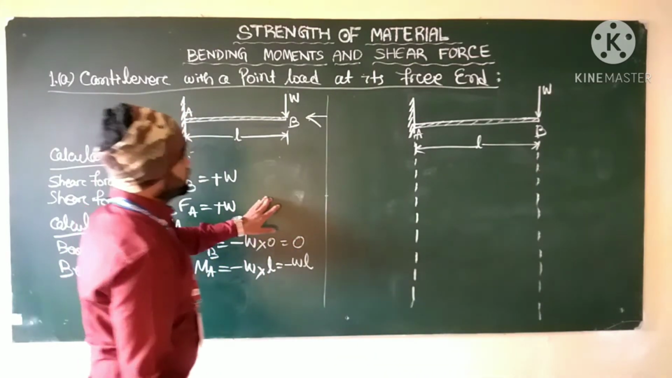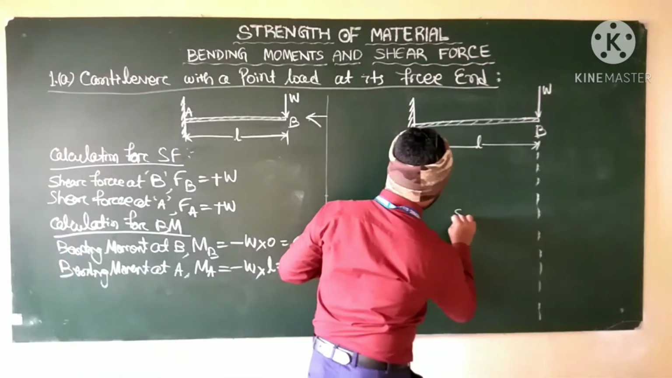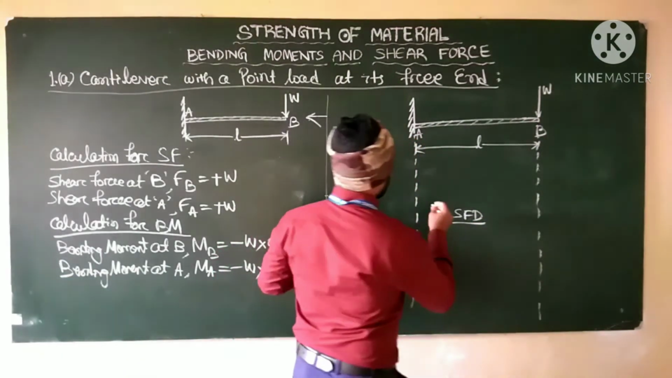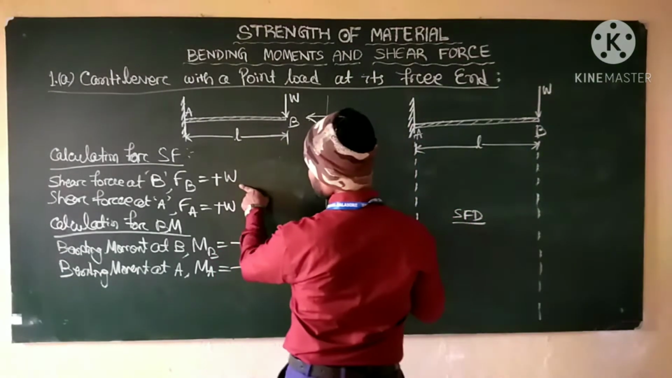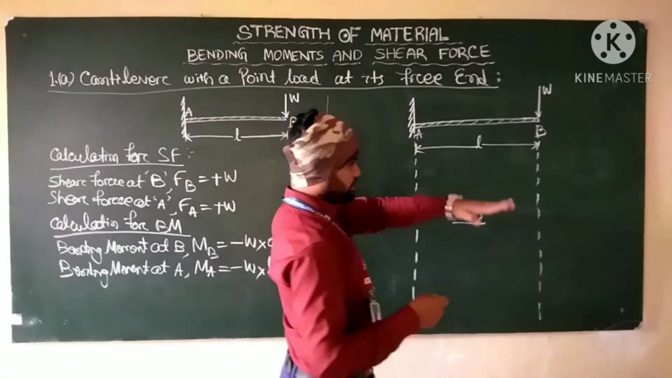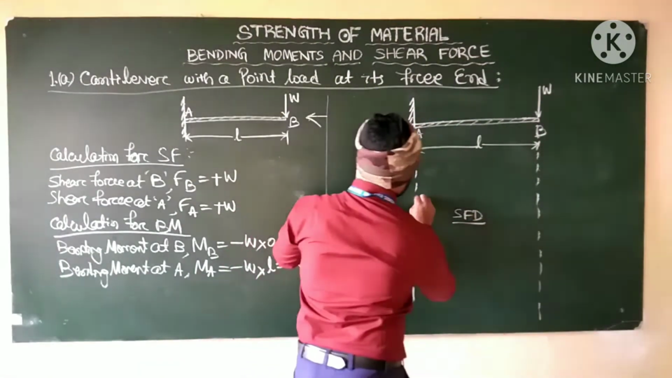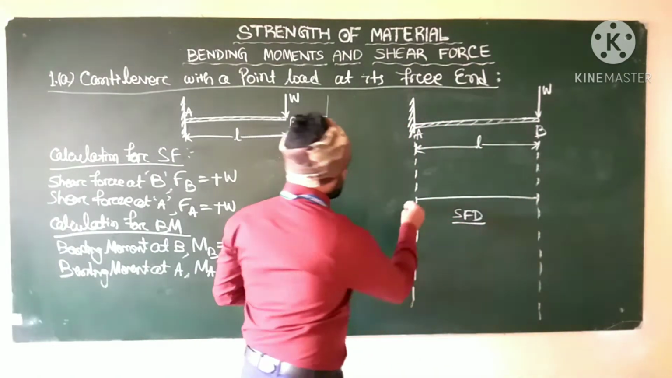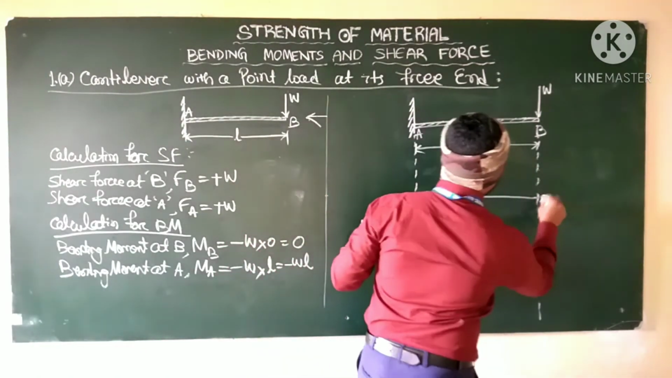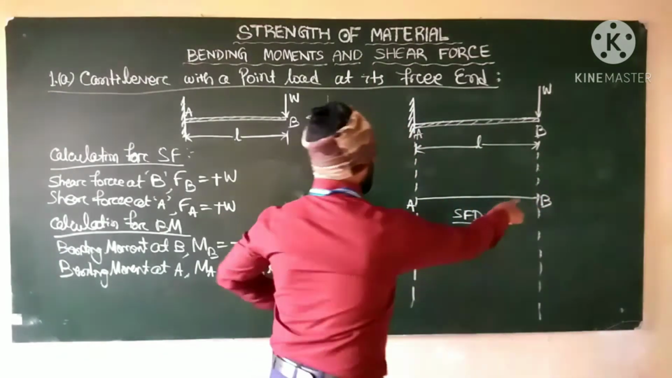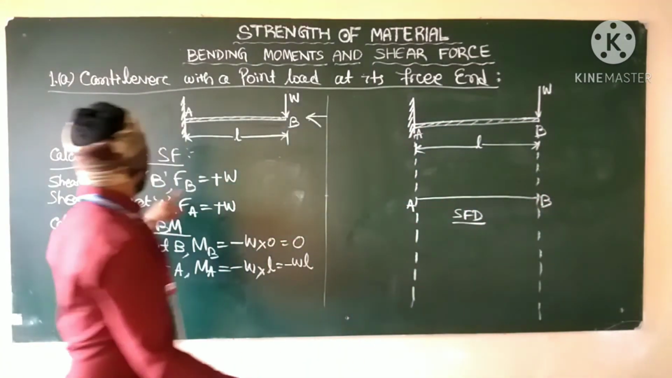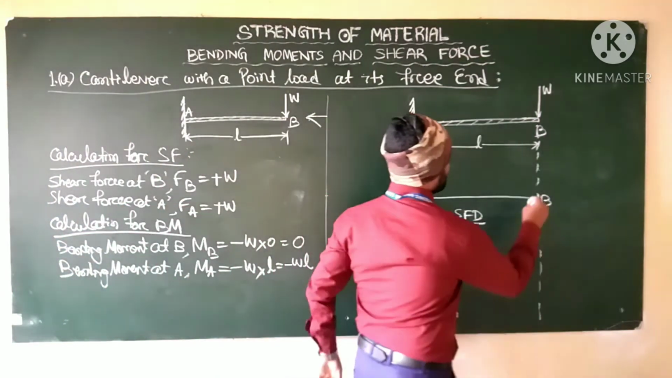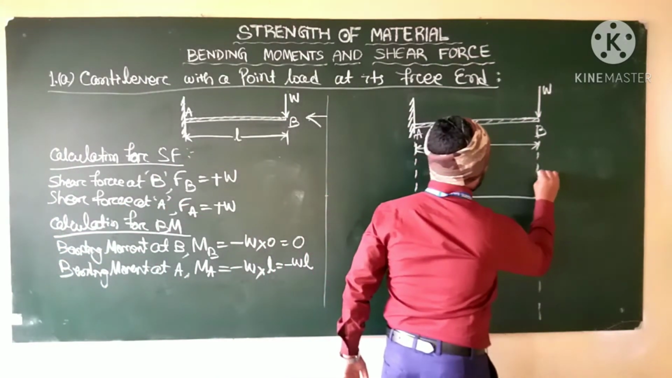So for the shear force diagram, that is SFD, here is the shear force. One is positive, another is positive. Positive means above the base line. This is the base line. Here is point A, here is point B. So at point B, what will be the shear force? Plus W. That means above the base line.